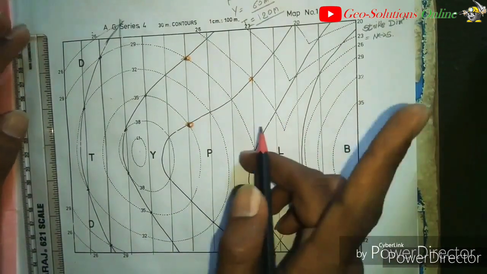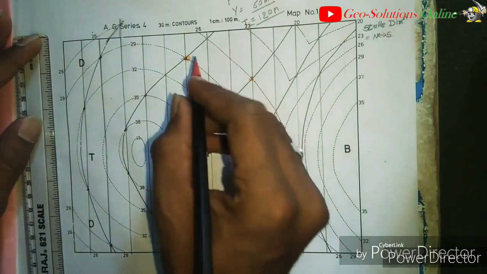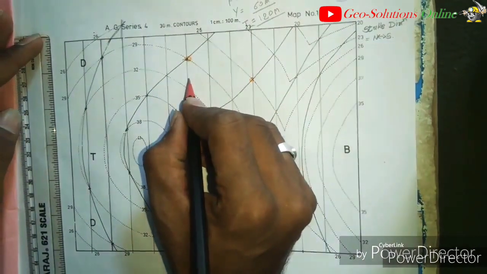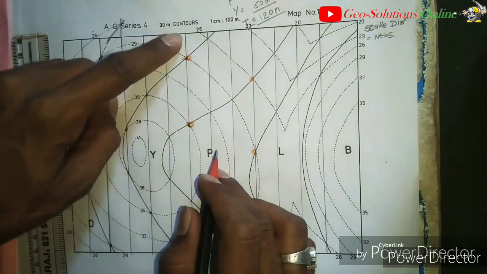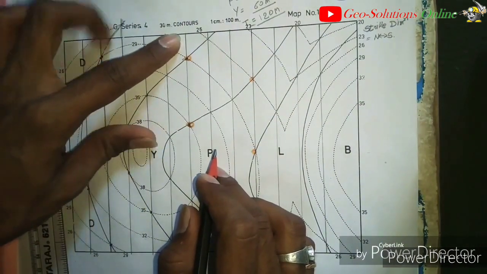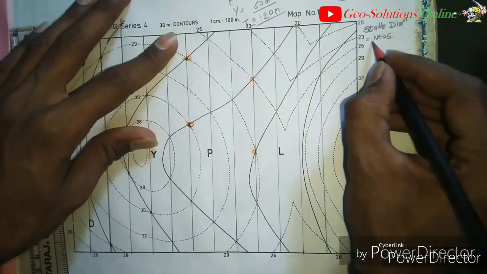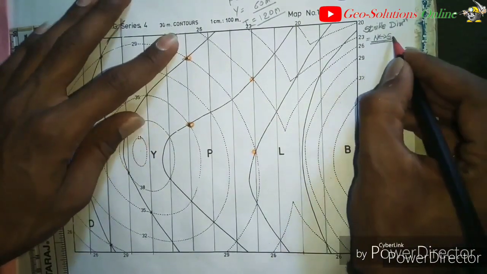So the first rule for the dip direction is that dip is always perpendicular to the strike line. Okay, so consider this strike line, and dip is always perpendicular to the strike line. So we have the strike line direction north-south.